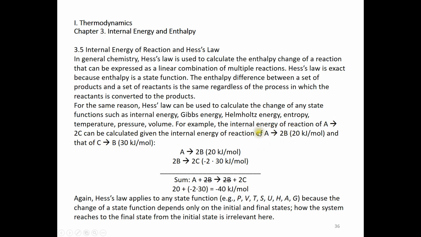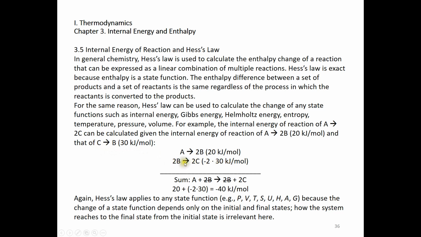Okay, we're going to treat those reactions as if they were numbers, and then we can do addition, we can do subtraction, we can multiply those reactions by numbers. So for example, from A to 2B, if the internal energy of reaction is 20 kilojoule per mole, we'll put it here. And from C to B, it's 30. Therefore, from B to C, if we reverse this reaction, it should be negative 30. That's why you see a negative sign here. From B to C, it's negative 30.